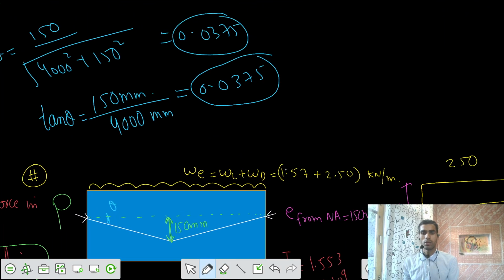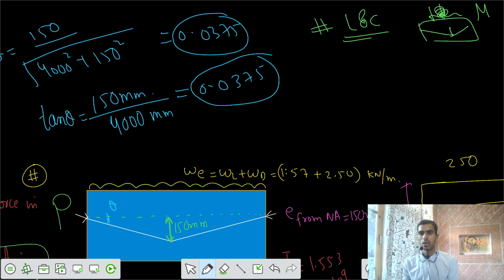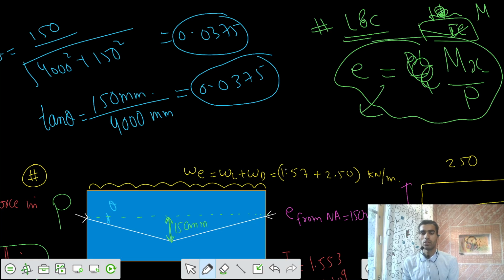This is all we studied in that load balancing concept. If we have a point load, an external load, because of that there is some moment M, and we have this bent cable. At the midspan, we have some eccentricity. I said that E equals PL by 4, the moment at that section divided by the prestress force. This was the actual equation, E equals Mx by P.